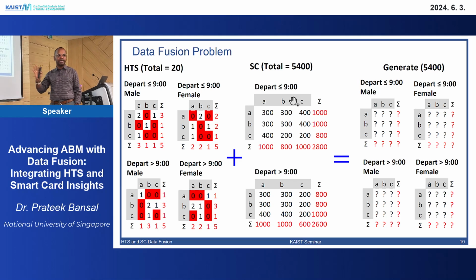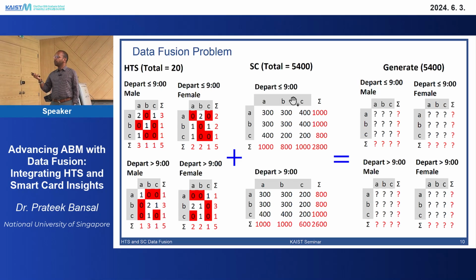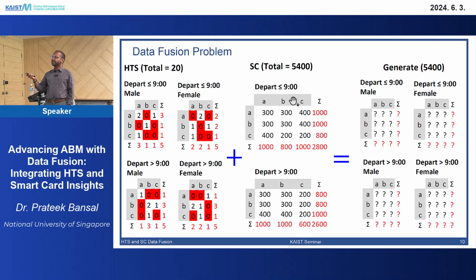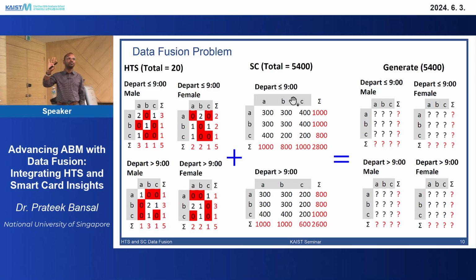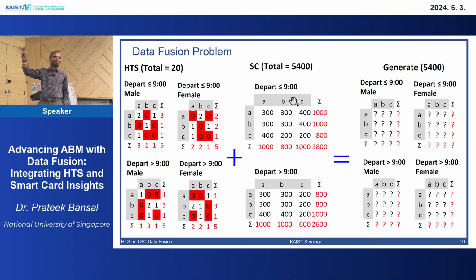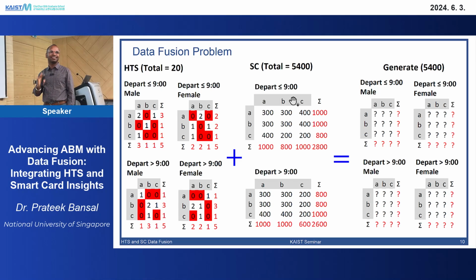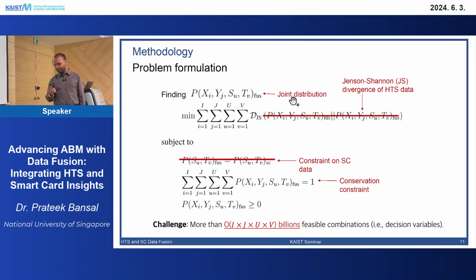Just to put it from the example perspective, what we observe in the HTS data is, let's say, demographics, space and time, departure distributions. In the smart card data, we don't observe any demographics, but we observe the departure time distributions and only for transit trips. And our objective is to actually generate the joint distribution by utilizing this information. Broadly speaking, assuming we don't have any non-transit trips, this is what we want. We also have the issue of the non-transit trips that we will address shortly.